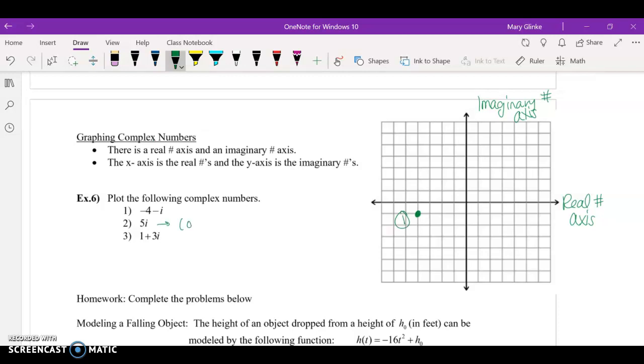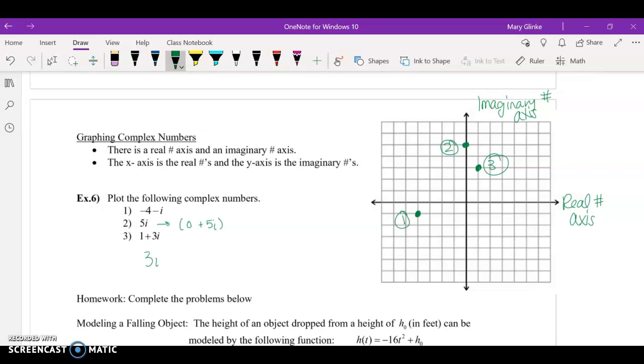For 5i, the real part is 0. The imaginary part has the 5 as the coefficient, so you're not going to go left and right at all, but you're just going to go up 5. This would be the coordinate point for number 2. The next one is 1 plus 3i, so for the real part you go to 1. The imaginary part you go up to 3. So this point up here would be 1 plus 3i. So you are able to graph complex numbers when they're in the form a plus bi.